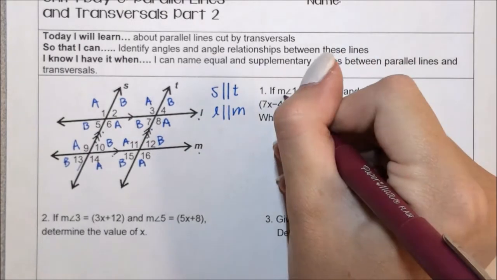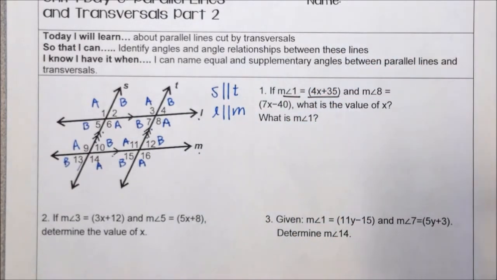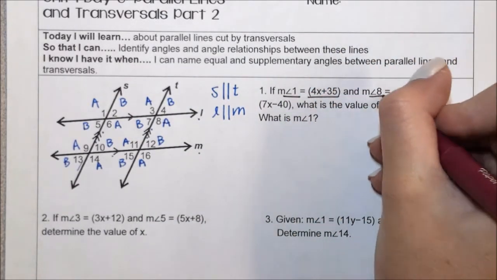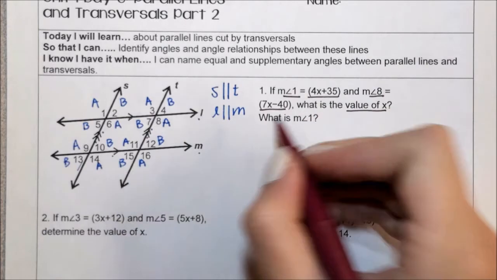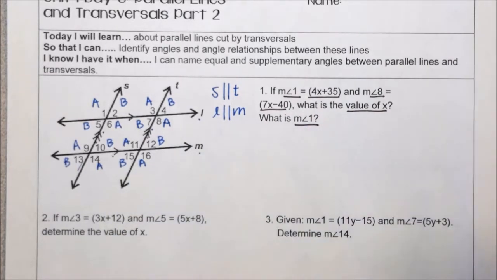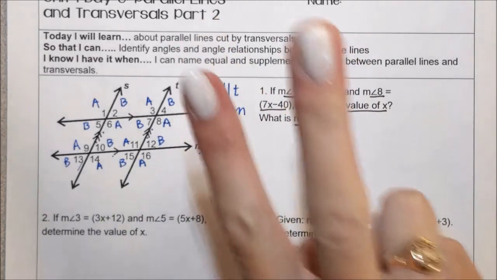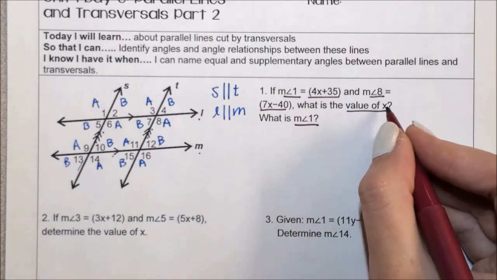It says, if the measure of angle 1 is 4x plus 35, and angle 8 is 7x minus 40, what is the value of x? And then it asks me, what is the measure of angle 1? So this is a two-part question. First, we need to find x.